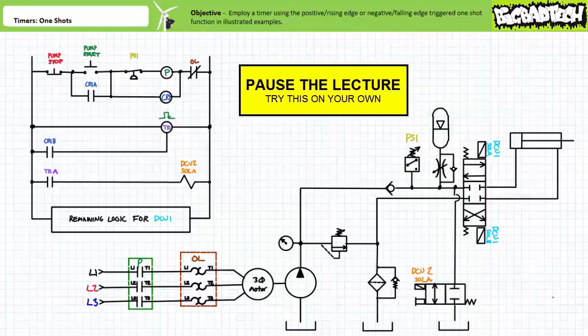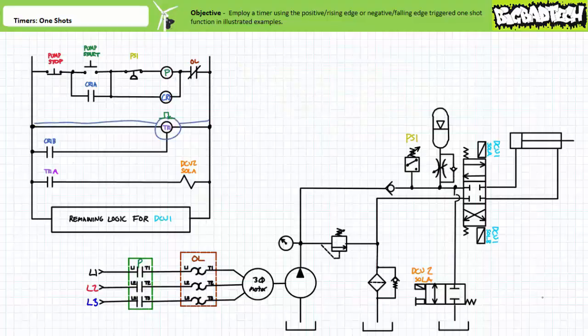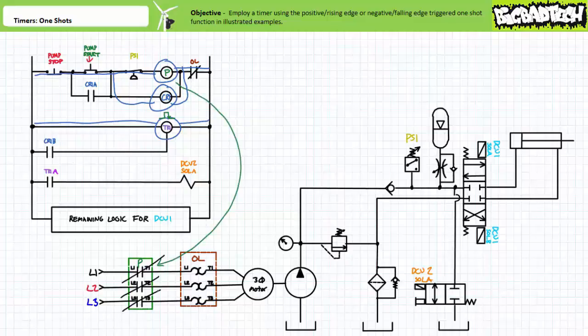Again, we're using a negative edge triggered one-shot, as indicated by the top hat on top of the TR1 relay. If you're tracking, you should have observed the following behavior. When an operator presses start, the P contactor coil is energized, as well as the coil of control relay CR1. The P primary contacts close, and the motor-driven pump starts providing flow to the hydraulic system.